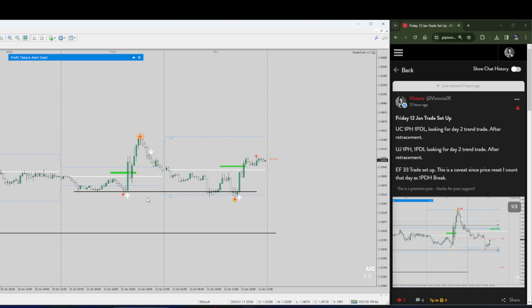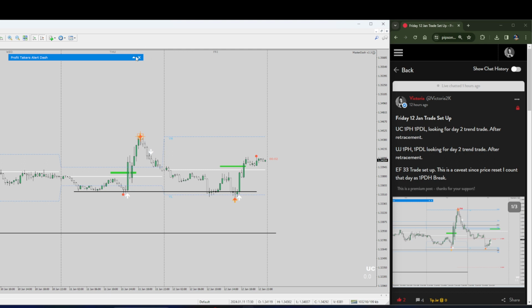We got these 3 hits to the low, and anytime you see 3 hits to the same level, you have to know that price is going to continue to get support at that particular level, or resistance if it was the other way around.